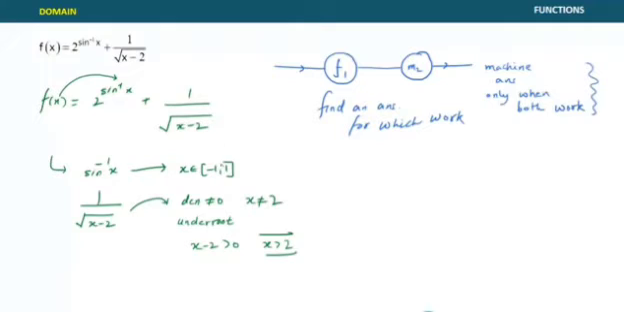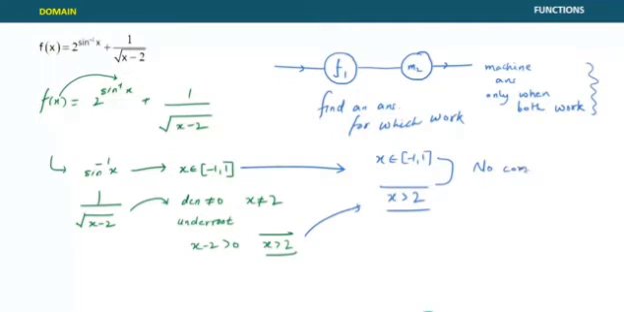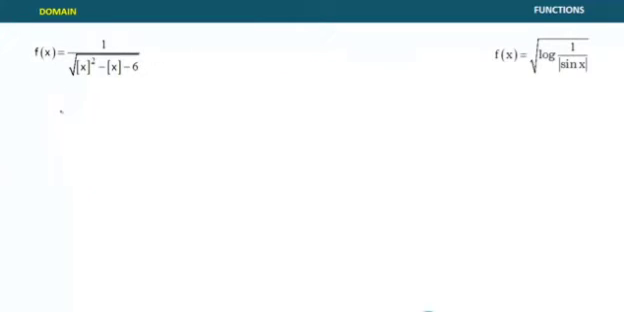So the first machine will work when x belongs to -1 to 1. Here it says that the second machine will work when x is greater than 2. There is a problem. Can you find a common answer? No common answer. So that means the domain of this function is the null set. You will not find any particular answer which will be satisfied by this particular problem. Okay, now let's take the other problem, which is we have to find the domain of this.